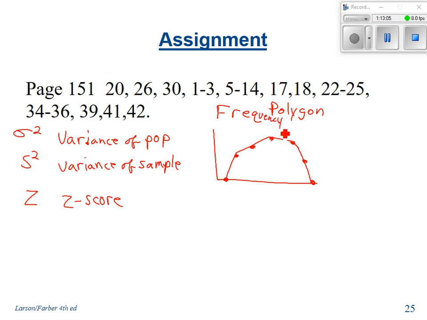And scatter plot. So scatter plot, what would a scatter plot look like? Just dots. Scatter plot.